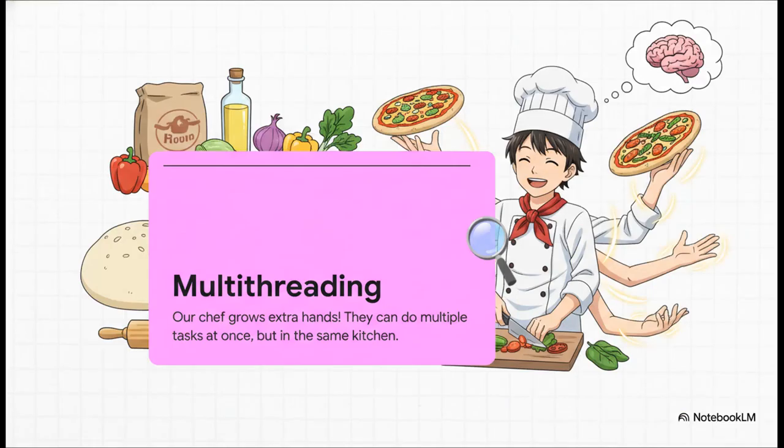But what about that other option? That's multi-threading. Here, instead of hiring new chefs, our original chef magically sprouts 4 extra arms. Now they can roll dough and chop vegetables at the exact same moment. But, and this is key, it's all still one chef, sharing one brain and one kitchen space.